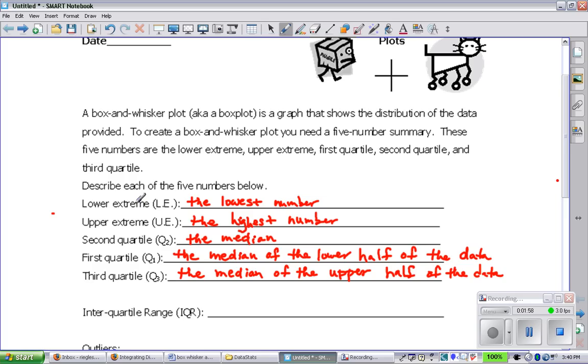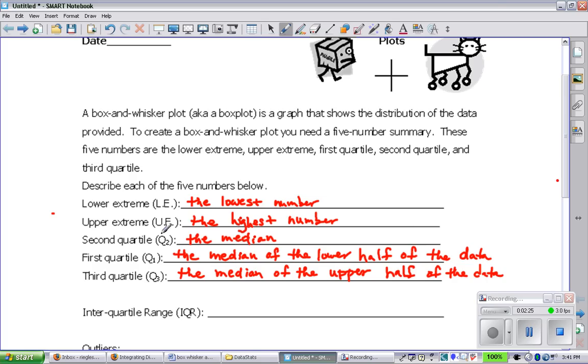The first one is called the lower extreme, or LE for short, and that is very simply the lowest number. So you can already tell you will want to put your data in order from lowest to highest when you're dealing with a box and whisker plot. Then on the other end is the upper extreme, abbreviated UE, and that is the highest number.